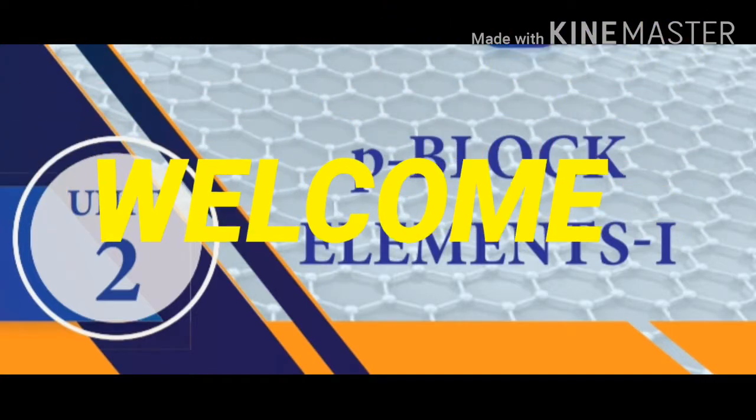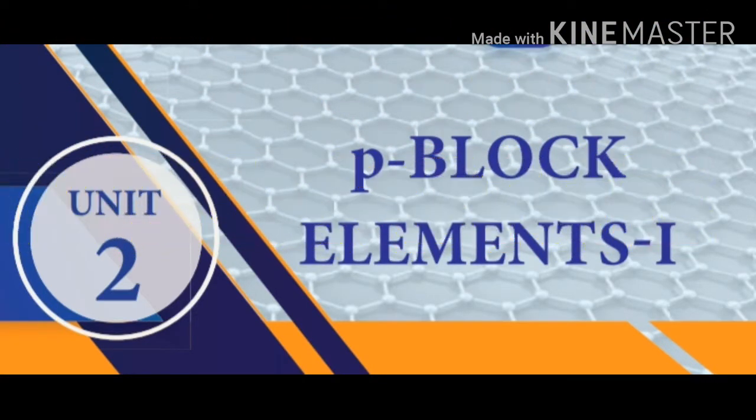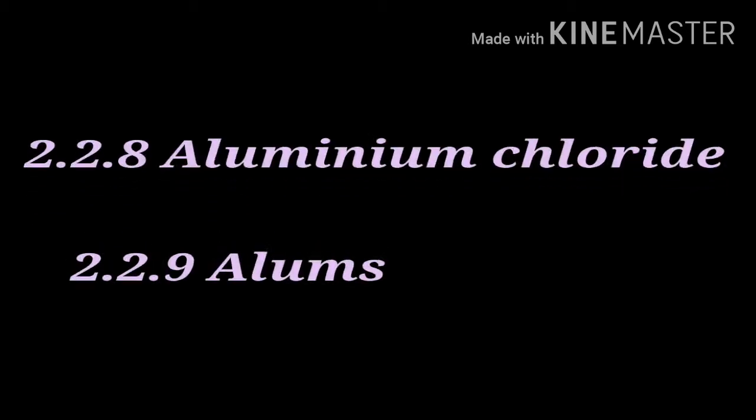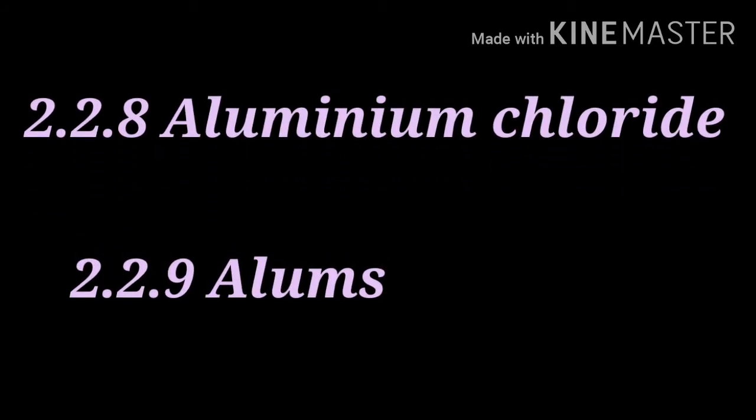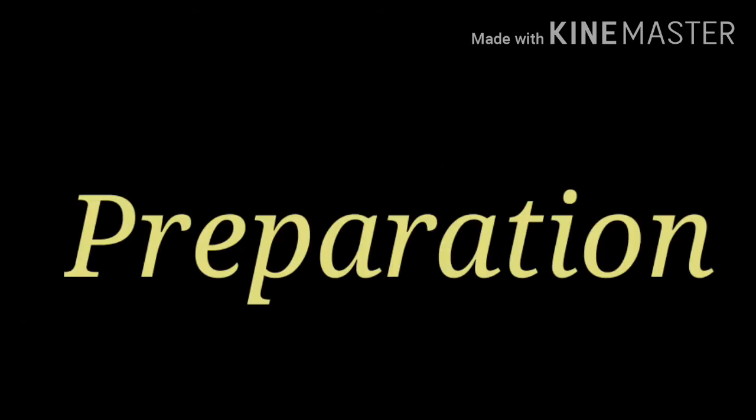Hello students, welcome back. In this video, we are going to discuss two members. One is aluminium chloride, another one is alums. The first member is aluminium chloride. Now the preparation of aluminium chloride.